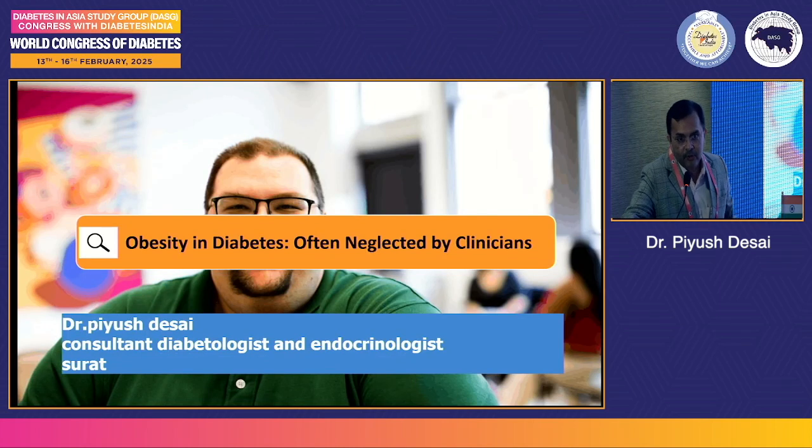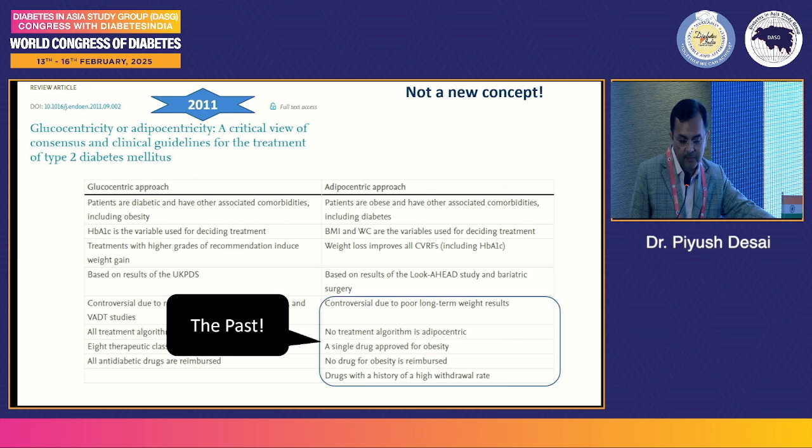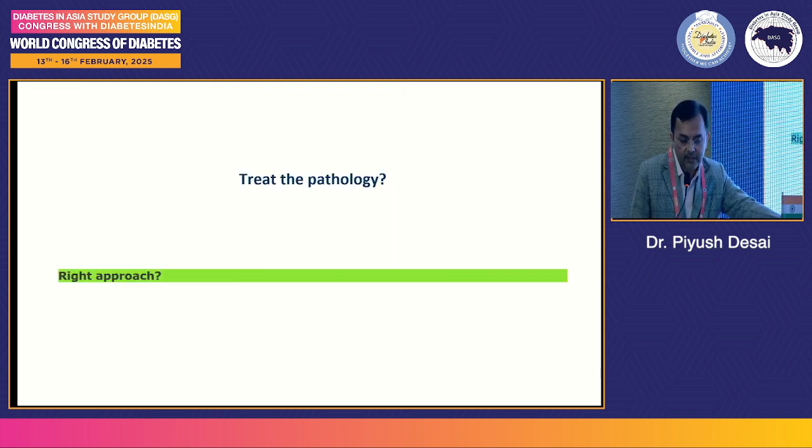So now the next point in diabetes is obesity, and it is a thing neglected for years together. It's not a new concept. In 2011, the glucocentric approach and the adipocentric approach were described, but at that time, the problem was that there were controversial results of many anti-obesity medicines. We had very few agents, and we did not have long-term data with them.